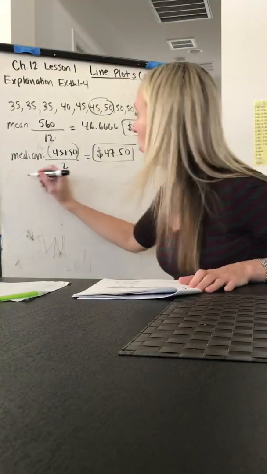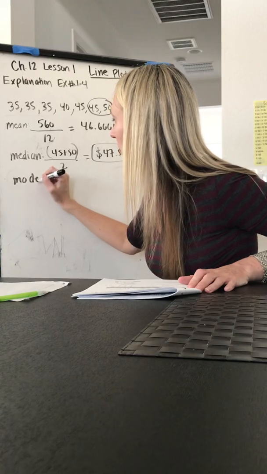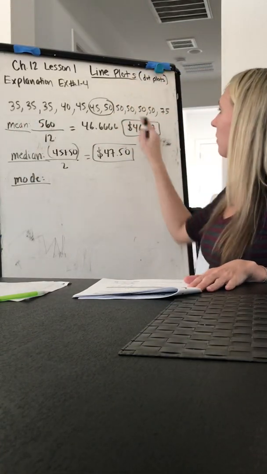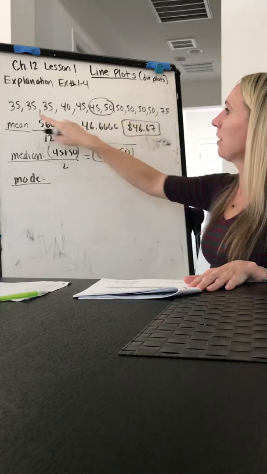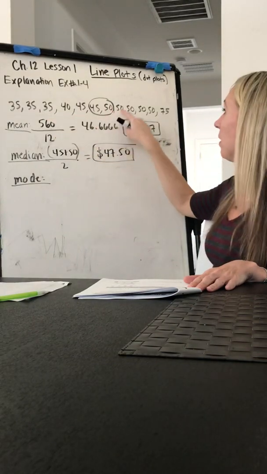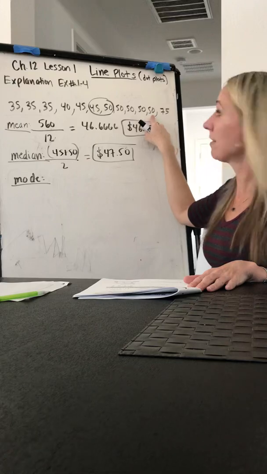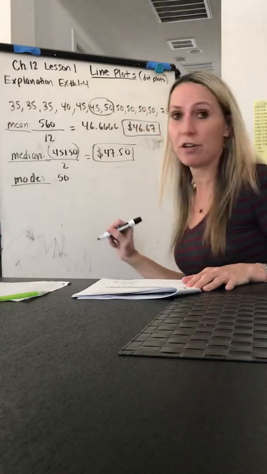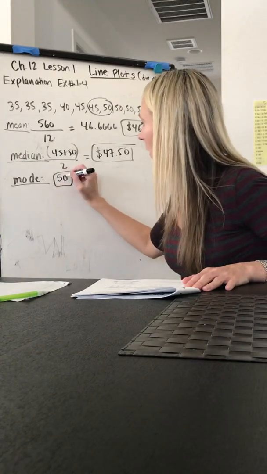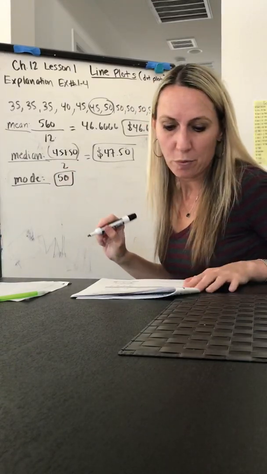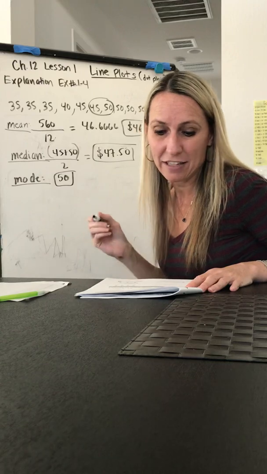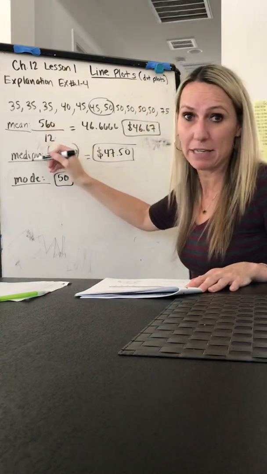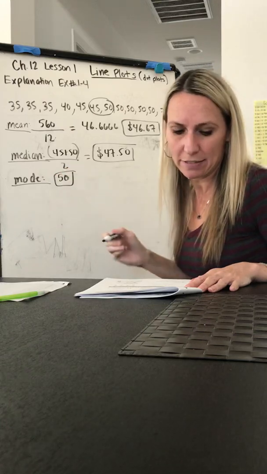And then we have the mode, which is the number that occurs most often. Looking at this, it looks like we have a bunch of 50s. We have 3 35s, but we have 1, 2, 3, 4, 5 50s. So 50 is our mode, the number that occurs most often. When the question says include measures of center, these are the measures of center: your mean, median, and mode. So when it asks that, that's what it's asking for.